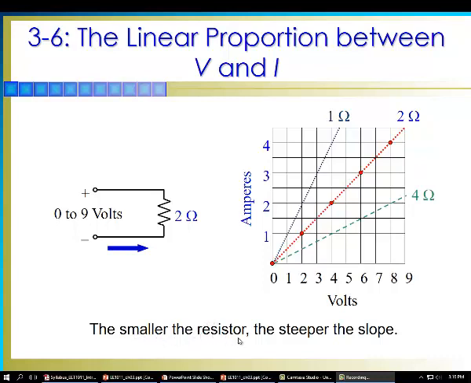Now, the smaller the resistor, the steeper the slope of this line. Because remember, the formula says I equals 1 over R times V, meaning that the slope of this line is 1 over R. Okay? So the bigger the slope, the steeper the graph is. And this slope of 1 over R gets bigger as the resistance gets smaller.